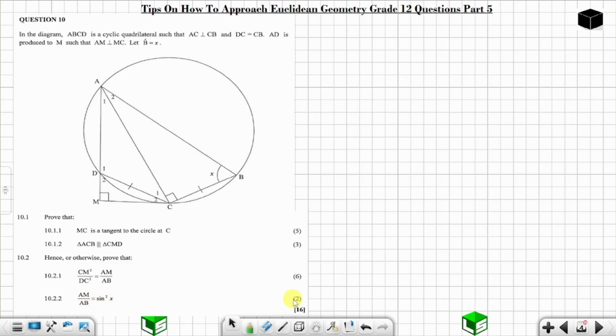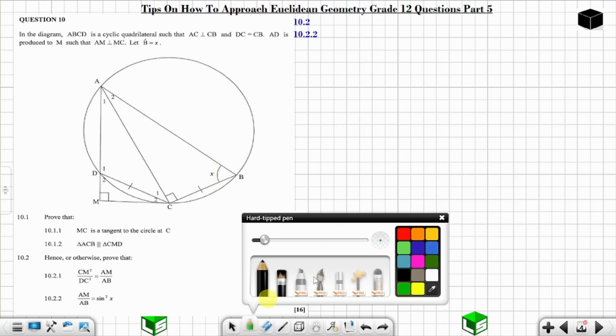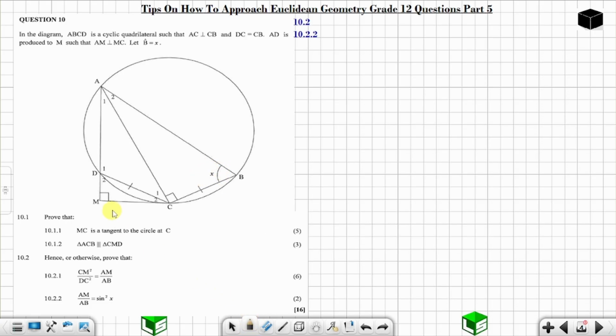Okay, 2 marks. So question 10.2.2, we need x. You have to know where you have x. This is x, and remember, this angle is also x. Remember from the previous question. And this angle is x as well. Remember from the previous question.